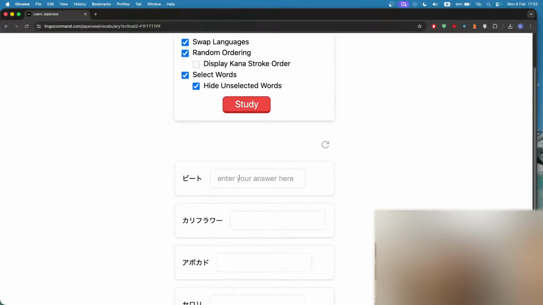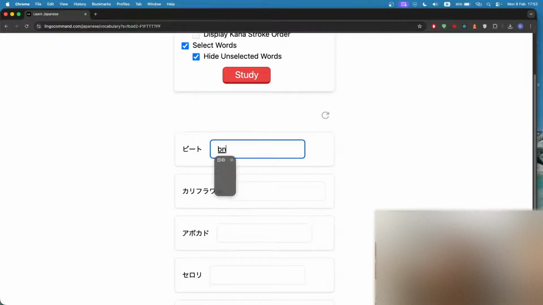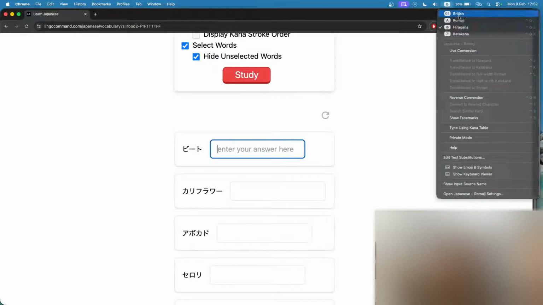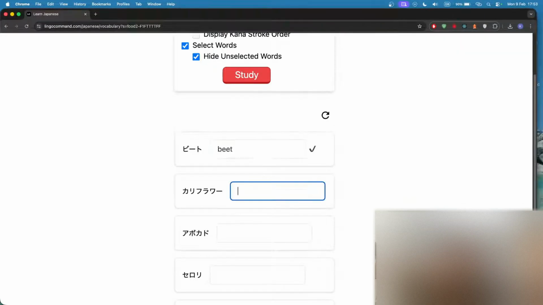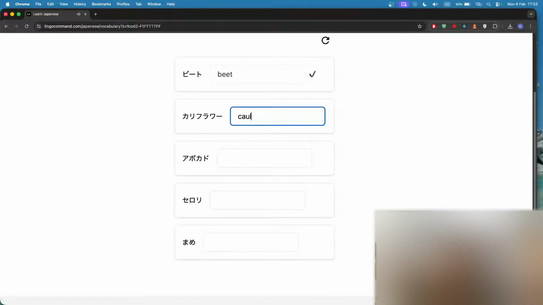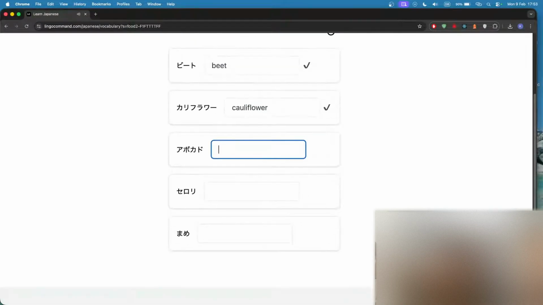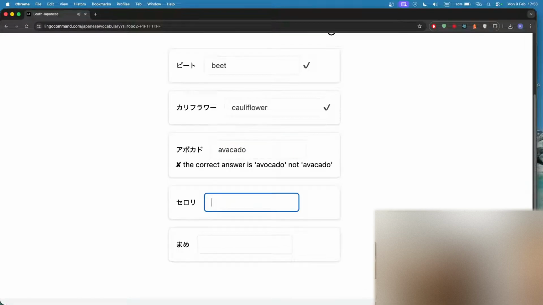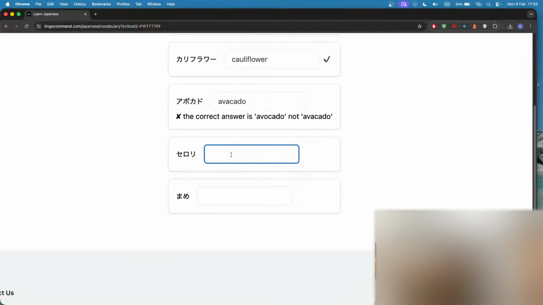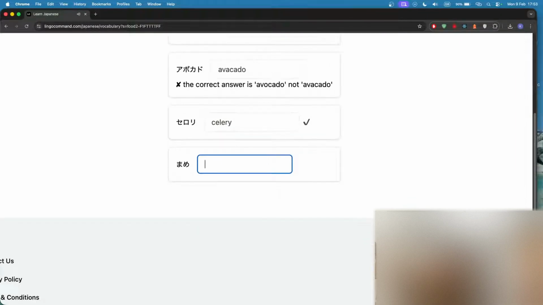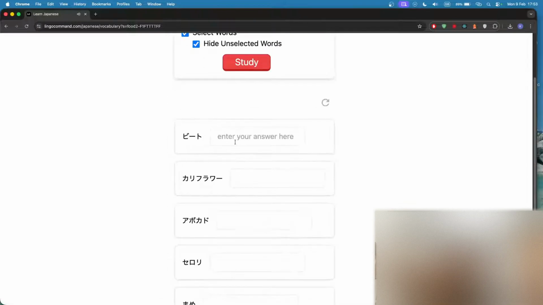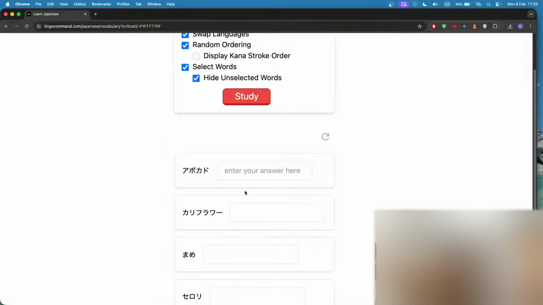So apply random ordering. We'll swap the languages and give this a go. So biito is beet. And we'll want to write this just in British English. Beet. Cauliflower. And this is avocado, which is avocado. So I'm just misspelling the English word here. Fine. Celery is celery. And mame means beans. So that's pretty good. Let's just apply random ordering and just do one more round.